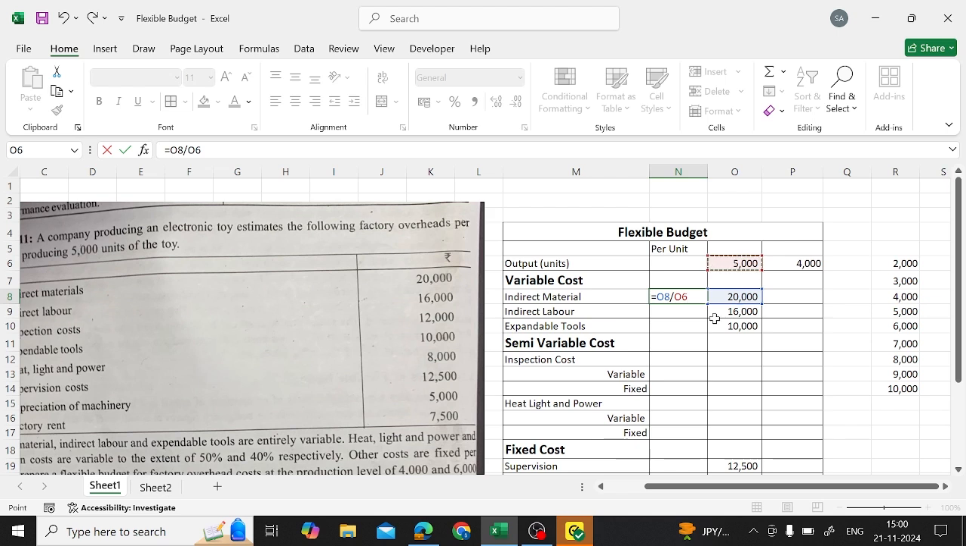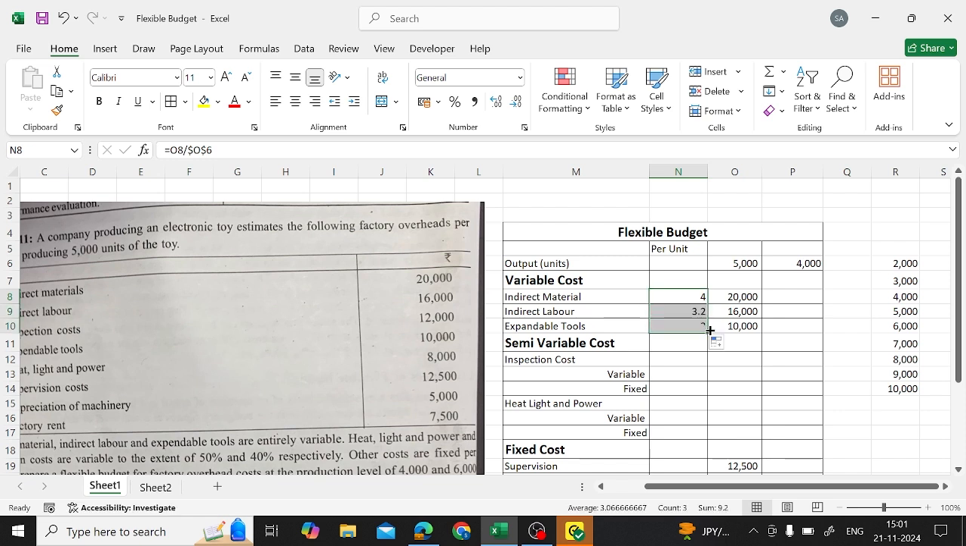Okay. Now, because the same formula will also apply for the indirect labor and expendable tools, where this cell will be fixed, we can make our job easier by making this cell a fixed cell by pressing F4. So as we press F4, this cell will become fixed. Now we get the per unit cost of indirect material is 4. Now I can drag this and I can easily get the per unit cost for labor and expendable tools.